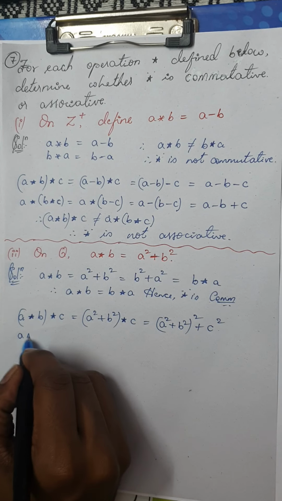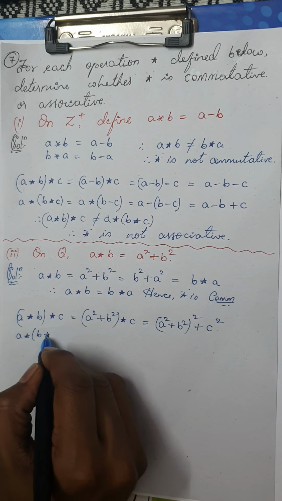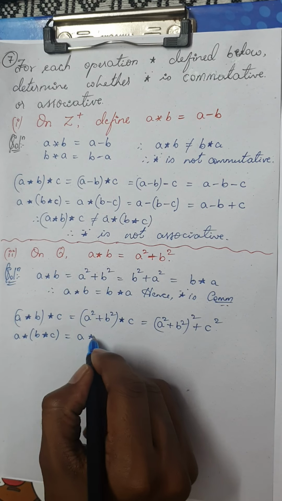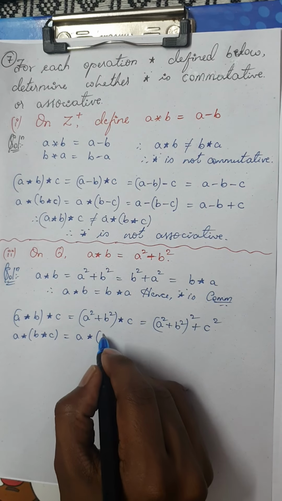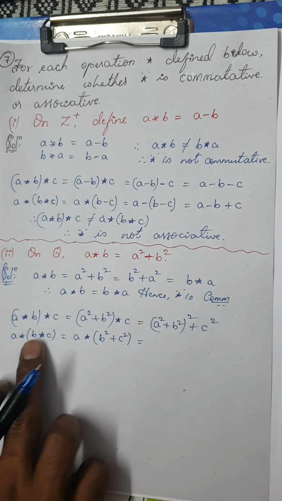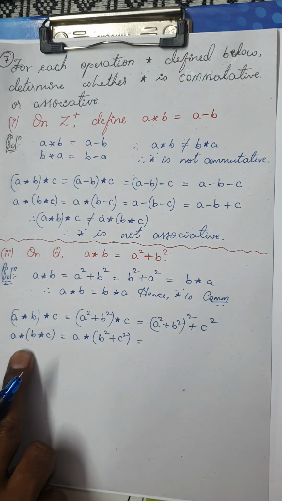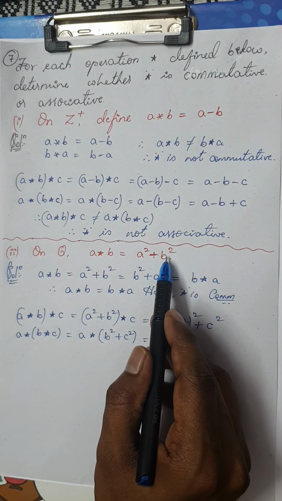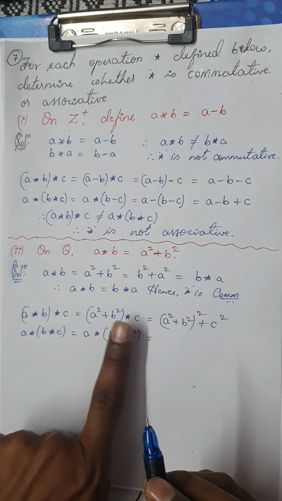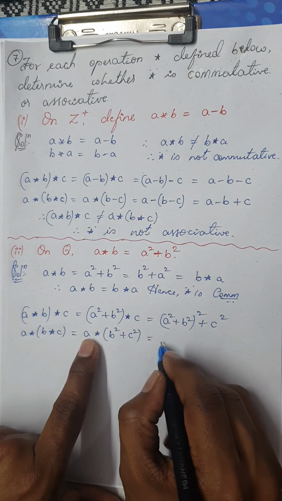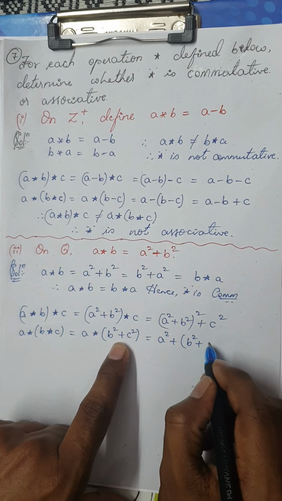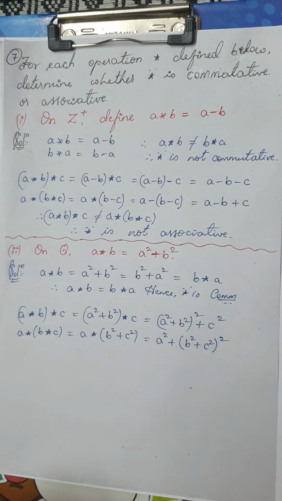Similarly, A star (B star C) is nothing but, so first element is alone, keep it outside. B star C would be nothing but B square plus C square. I am using the same definition that I gave. Because A star B is A square plus B square, B star C will be B square plus C square. Now this is like A and B. So what is star between them? First element square plus second element square. So second element is (B square plus C square) whole square.